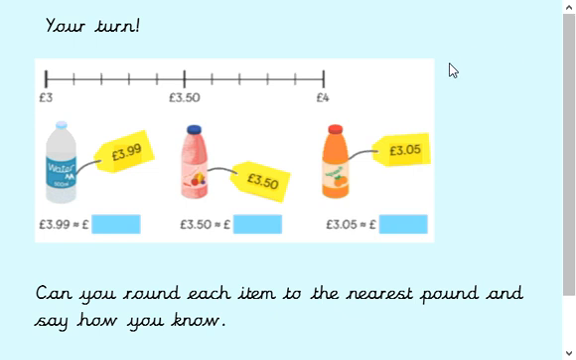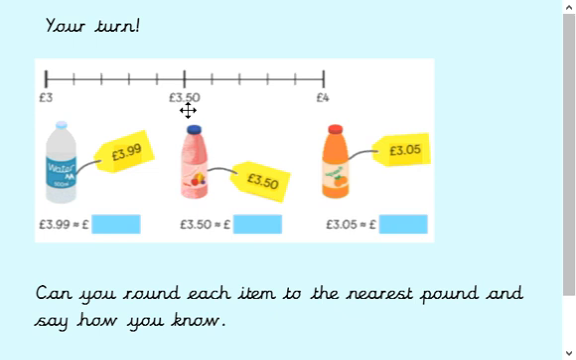Okay, welcome back. First item here, we have £3.99. Now, if I was going to place this on the number line, I would be counting up from £3, so it would be £3.10, £3.20, £3.30, £3.40, £3.50, £3.60, £3.70, £3.80, £3.90, but I need to get to £3.99, so I know it's going to be roughly around about there. In this case, you can clearly see on the number line that it is closer to £4 than £3.